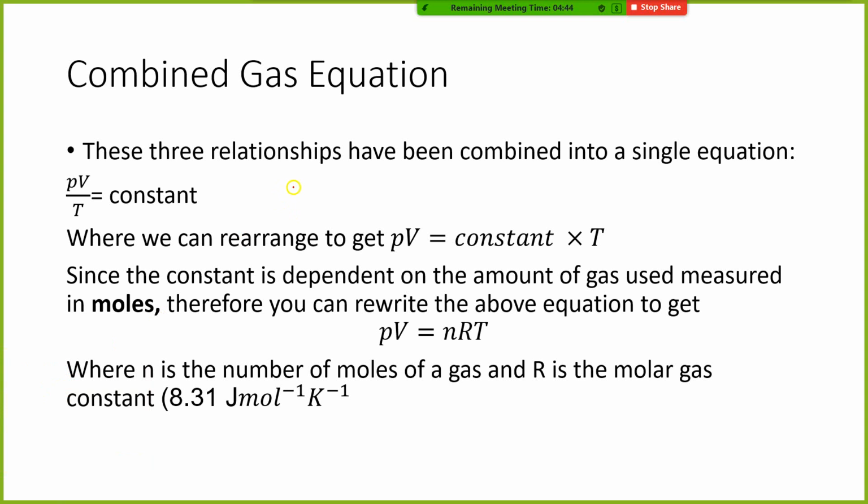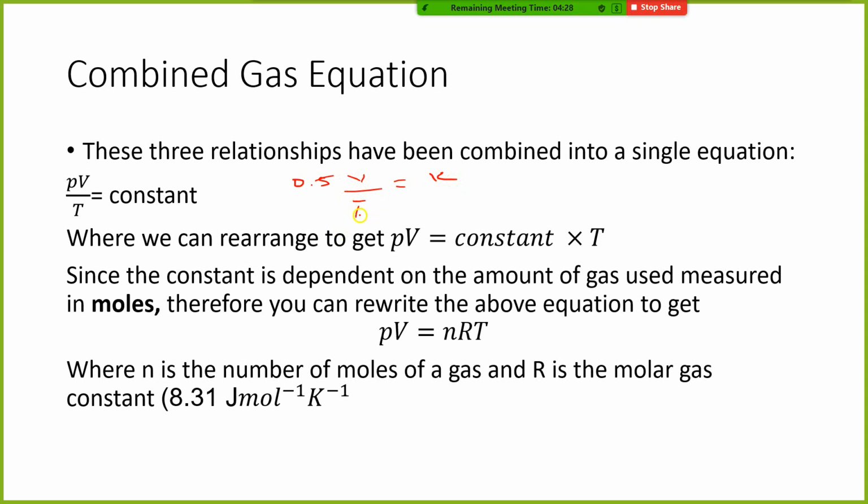So imagine that pressure is constant. Let's imagine that pressure is 5 for argument's sake, and that's a given number. It's constant. It's not changing. We're left with V over T equals K.